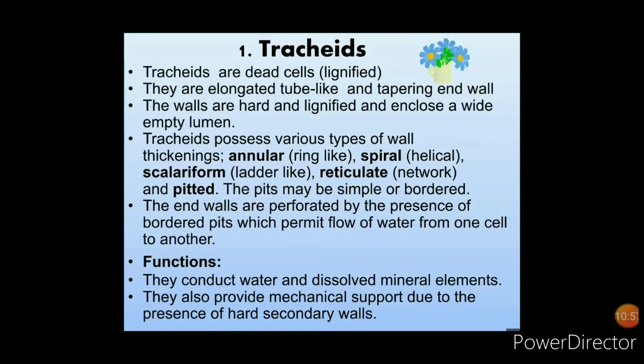Tracheids possess various types of wall thickenings: annular, that is a ring-like structure; spiral thickening, which is helical in position; scalariform thickening, which looks like a ladder; and reticulate, that is a network or mesh-like. And these are pitted. The pits may be simple or bordered. The end walls are perforated by the presence of bordered pits, which permit flow of water from one cell to another cell.